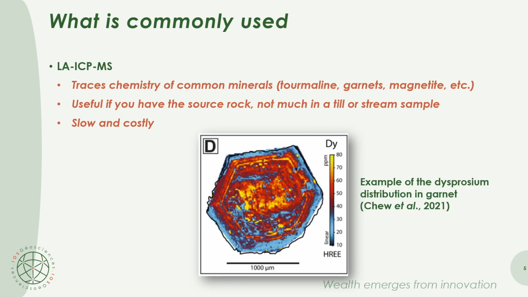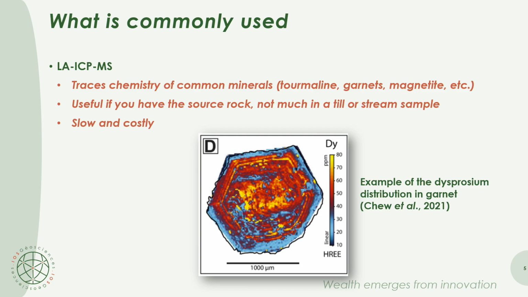At the other end, you can use ICP-MS. It's really good for trace element chemistry. There are a lot of papers using trace elements in tourmaline, garnets, magnetite. It's really useful if you're working with the host rock. So if you have a granite, you analyze the magnetite within the granite, and it can tell you if it's a good granite for porphyry or whatever.